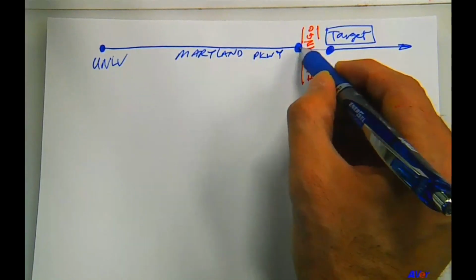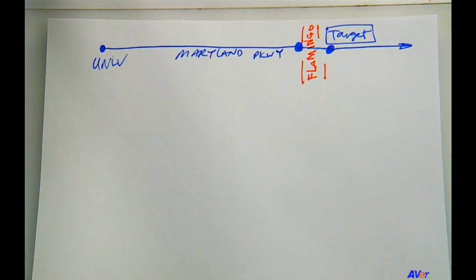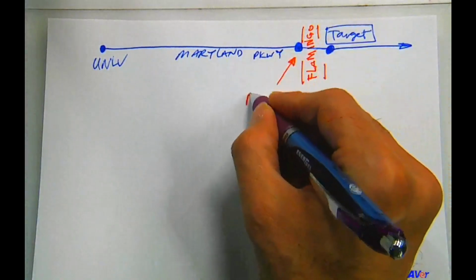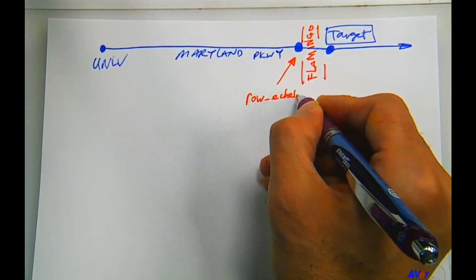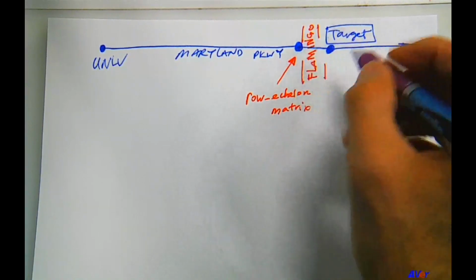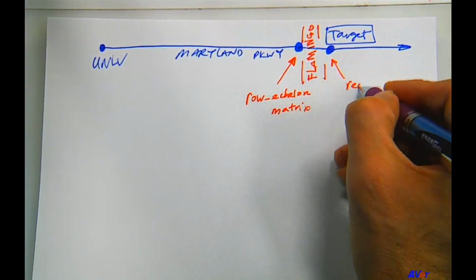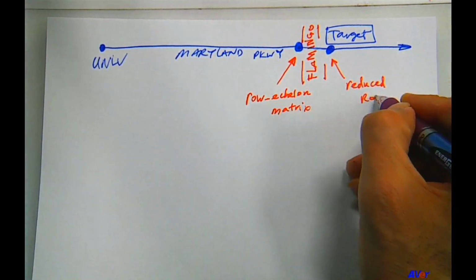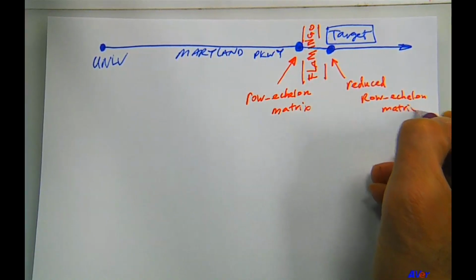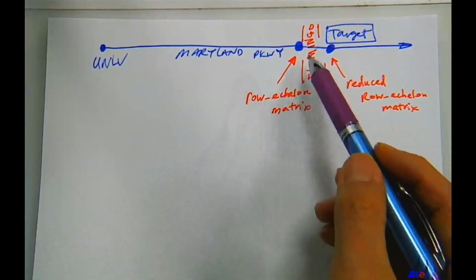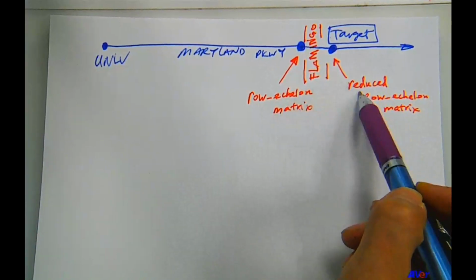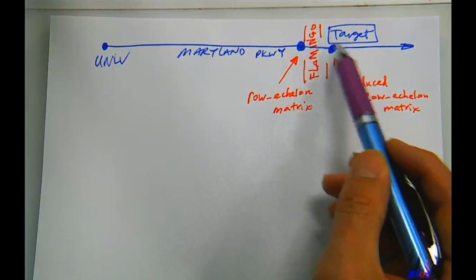through this intersection, right? So now, in the subject that we're about to talk about, this station is called the row echelon matrix. That's the name of that destination. And that destination is the reduced row echelon matrix. So the reason I'm using this analogy is that I want you to know that both of these matrices will get you to where you want to go and solve the system.